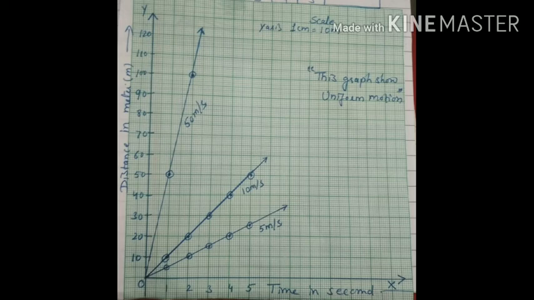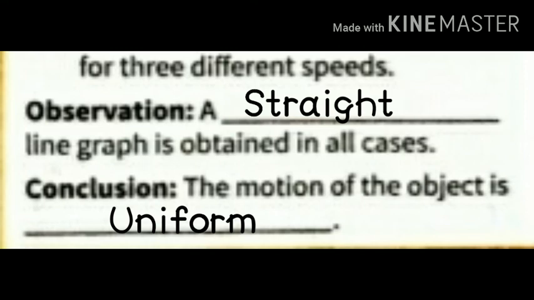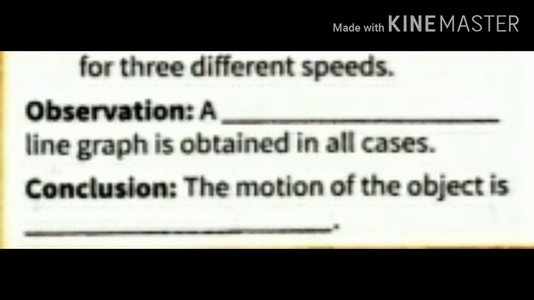So we can write the observation and conclusion of this activity. Observation: a straight line graph is obtained in all three cases. And the conclusion of this activity is that the motion of the object is uniform motion.